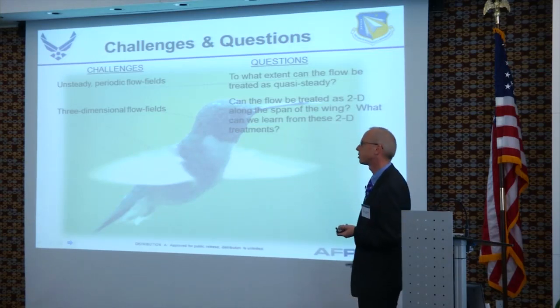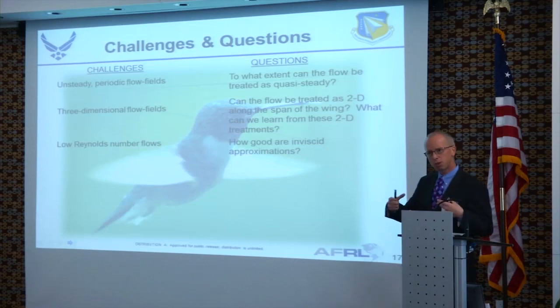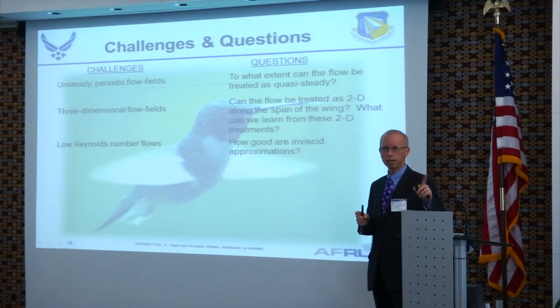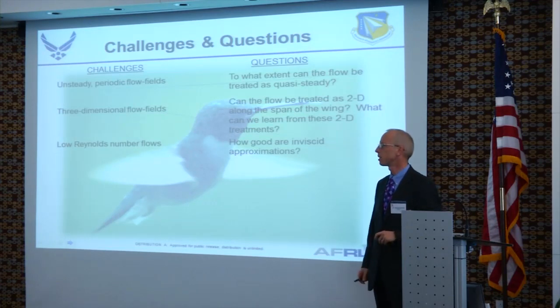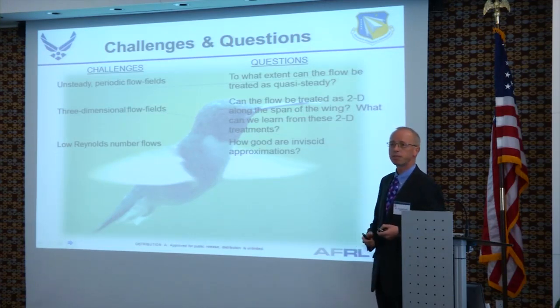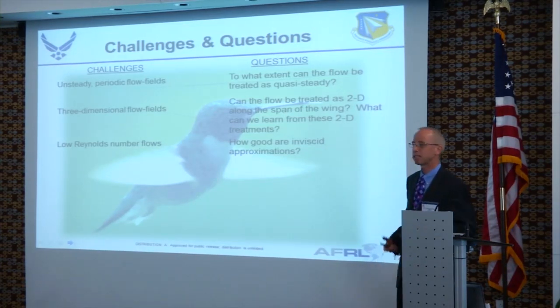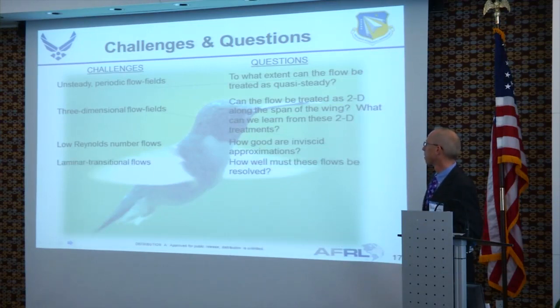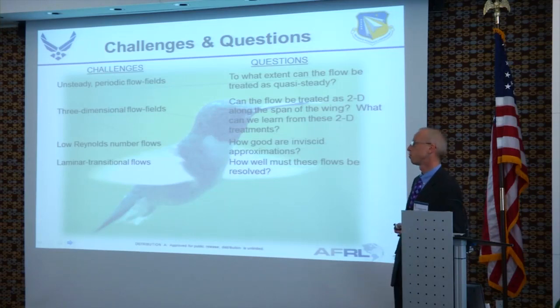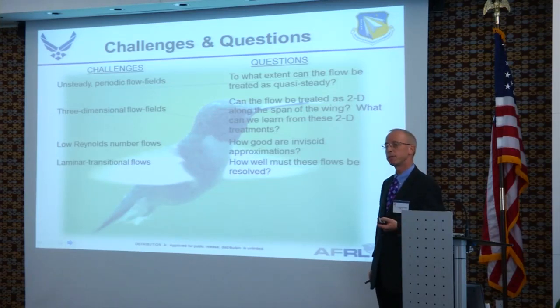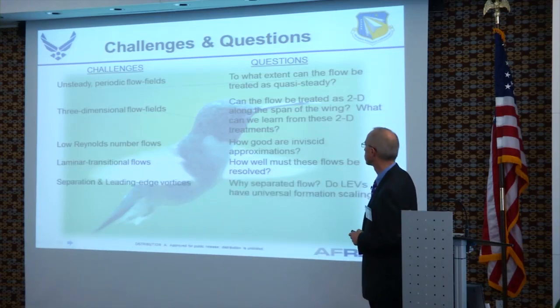Because they tend to be small flying creatures at low velocities, they tend to have lower Reynolds numbers, so that's down at the low Reynolds number end of the spectrum. A lot of the techniques that we have for unsteady aerodynamics were developed for inviscid approximations. How good are those at capturing aspects of the physics? Because they're low Reynolds number, they tend to be in the laminar transitional regime, and this has important implications if we're trying to simulate the flow field, because the question is, how well do we have to resolve those flows?